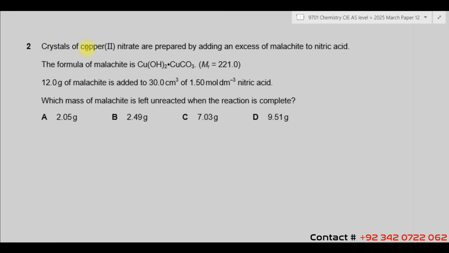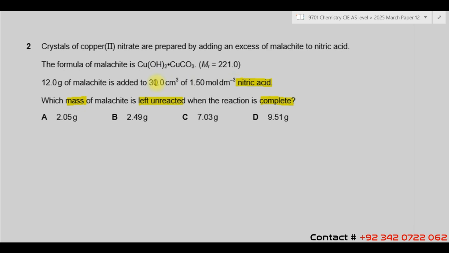Question 2. Crystals of copper nitrate are prepared by adding an excess of malachite to nitric acid. The formula of malachite is Cu(OH)2·CuCO3, whose Mr is given as 221. 12 grams of malachite is added to 30 cm³ of 1.5 mol/dm³ nitric acid. Which mass of malachite is left unreacted when the reaction is complete? So now it means that malachite is in excess and nitric acid is the limiting reagent.